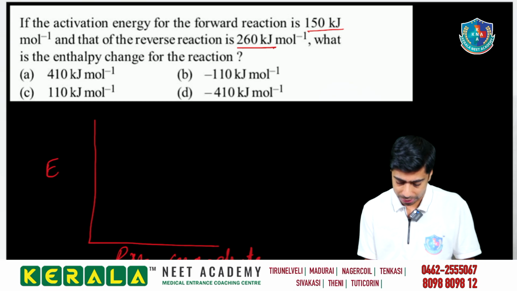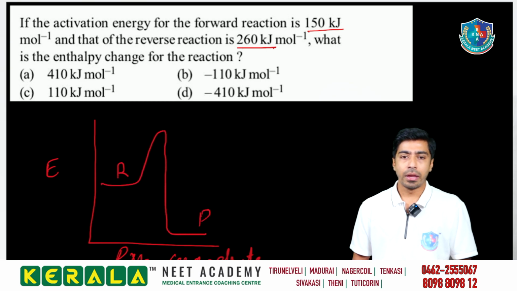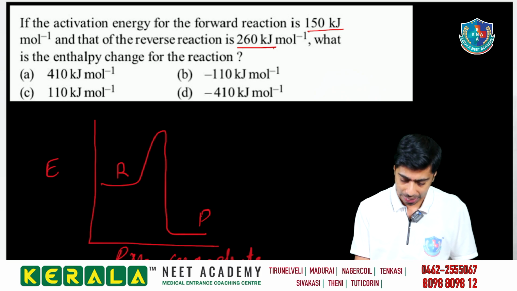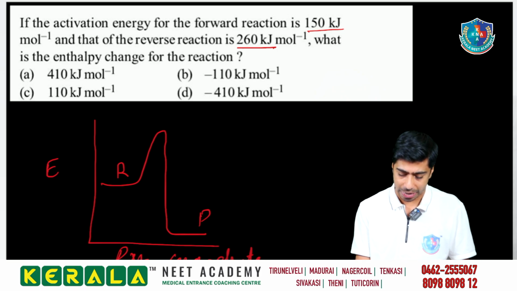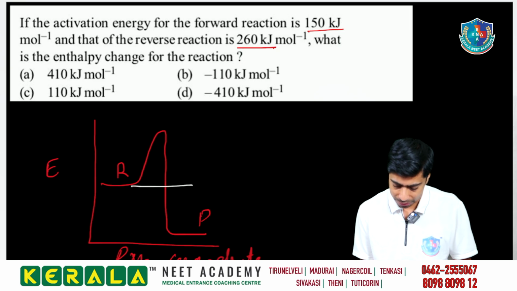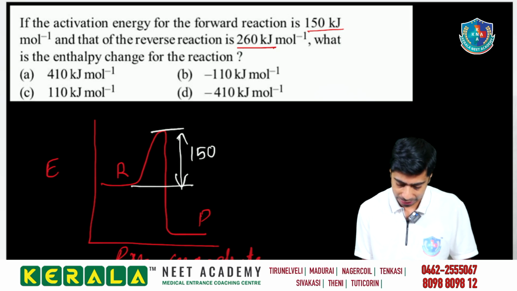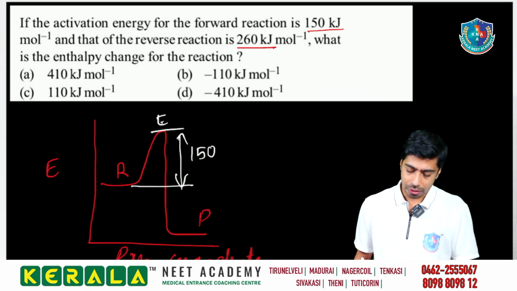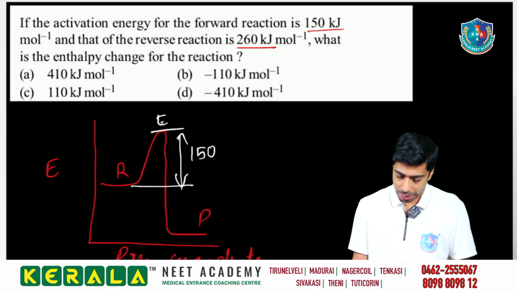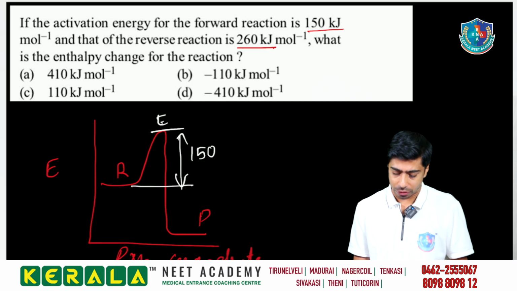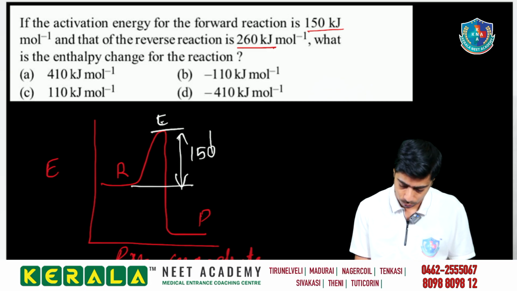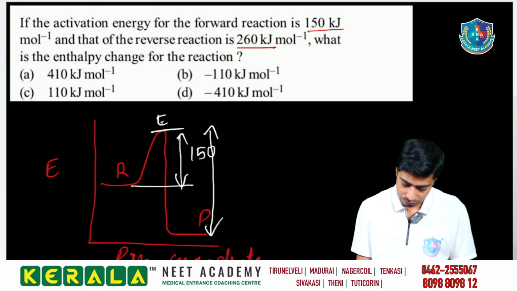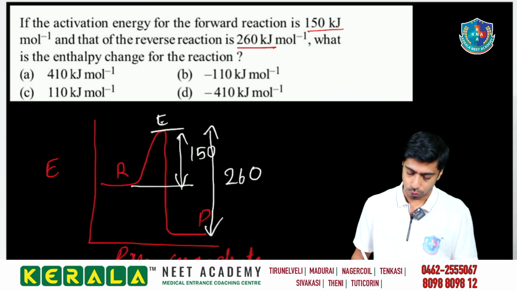Now exothermically the graph will be like this. Okay, now reactant and product. In this graph they have mentioned the activation energy in the forward direction is 150. That means this value is given as 150, and this is the activated complex. Now the activation energy for the reverse direction will be 260 kilojoule. That means from product to this is 260 kilojoule.